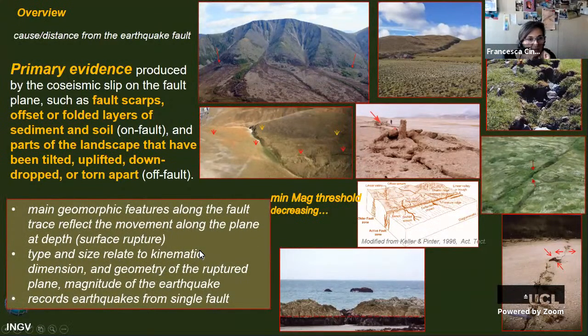But what to keep in mind about the primary evidence is that it reflects the movement along the plane at depth. So the type and size are related to the kinematics, the dimension and the geometry of the rupture plane, and also the magnitude of the earthquake. And they record earthquakes from a single fault.